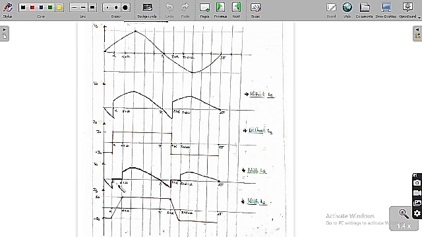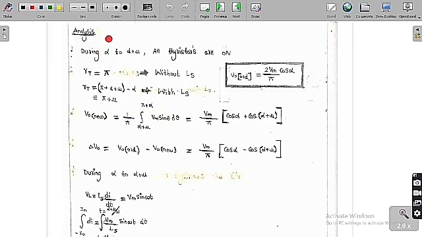So therefore the output voltage will be 0 here. Because of that, the overall area decreases. As the overall area decreases, the output average value goes down. So let me do the analysis of the circuit.